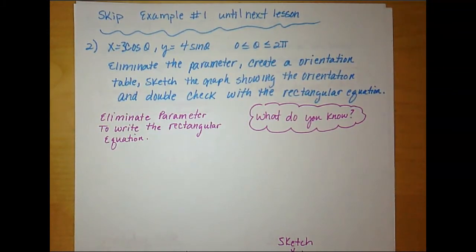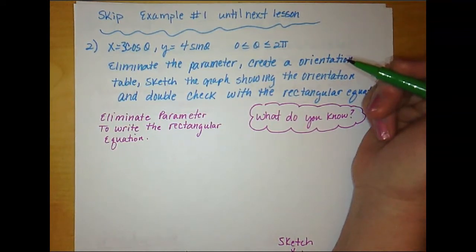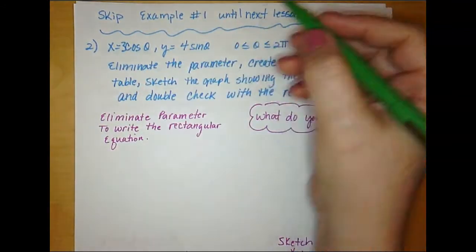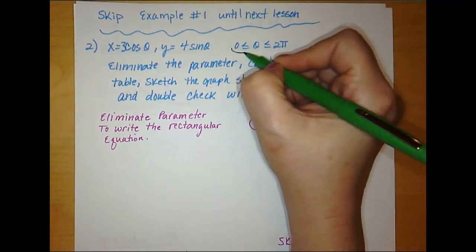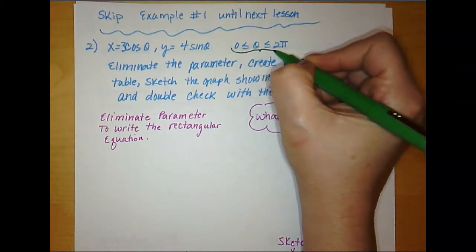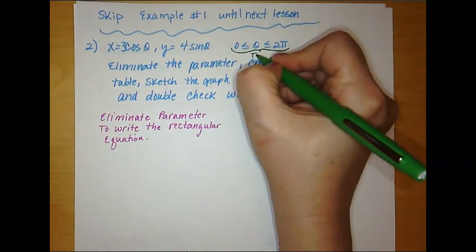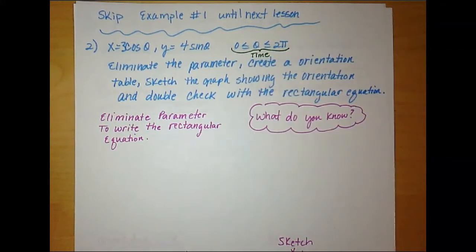So in this case, on the note page it doesn't give you a time window, but we know whenever we're dealing with cosine and sine that oftentimes we go from 0 to 2 pi, so that's what I'm going to use as my time in the table. Does that make sense to the problem?